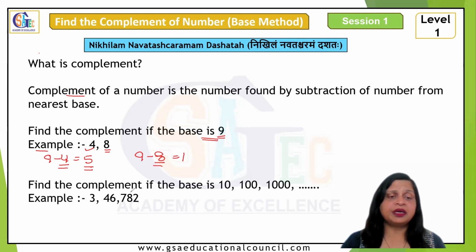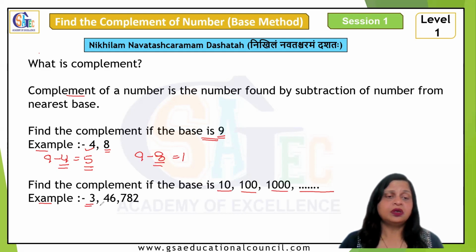Now find the complement if the base is 10, 100, 1000 and so on. Now let's do some examples. The first example is 3. The nearest base of 3 is 10. So 10 minus 3 is equal to 7. It means 7 is the complement of 3.